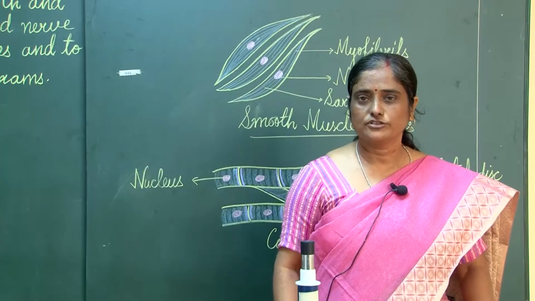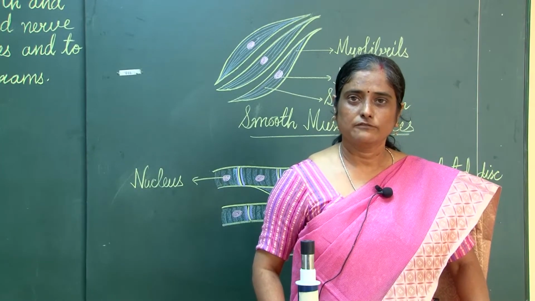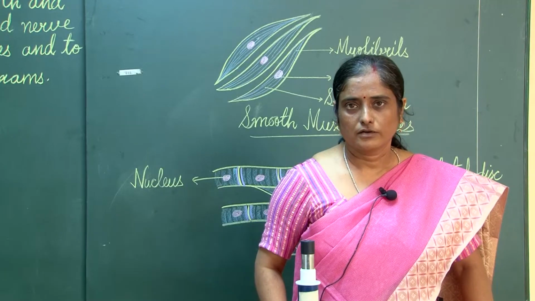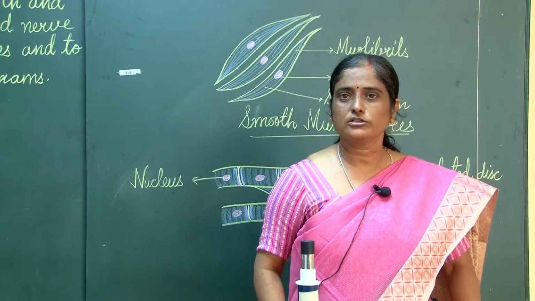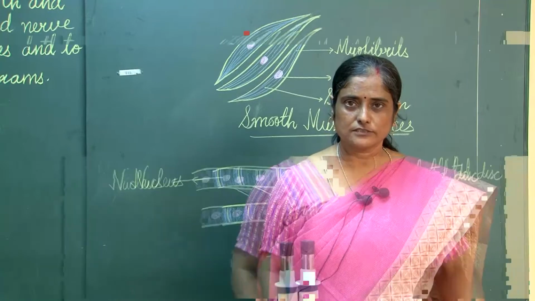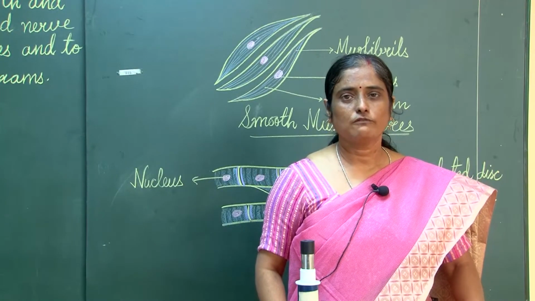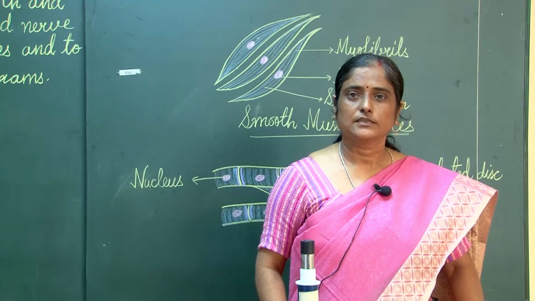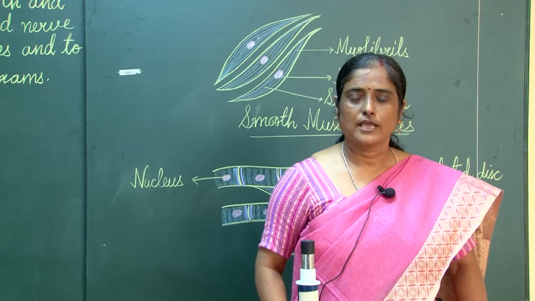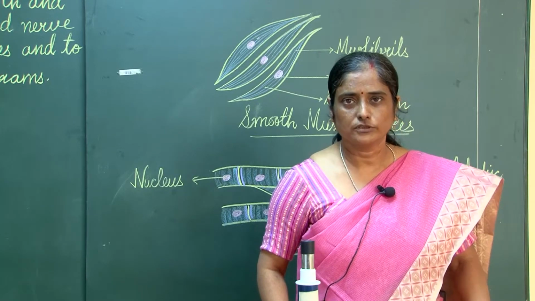Children, are they voluntary or involuntary? In fact, they are involuntary muscles, because we cannot control the movement of the heart muscles. What do they do? They always pump, that is, they contract and relax and pump the blood out of the heart.